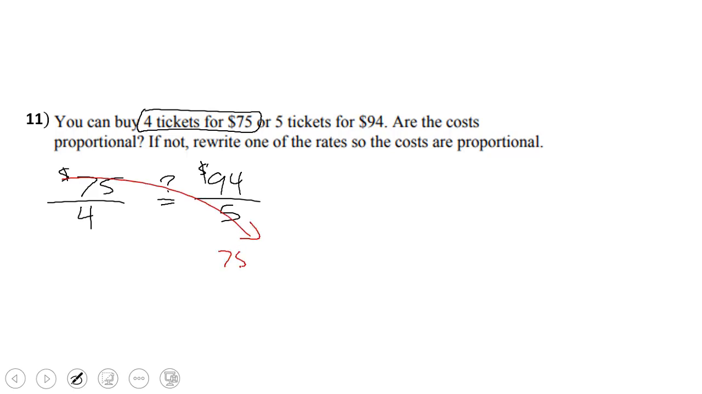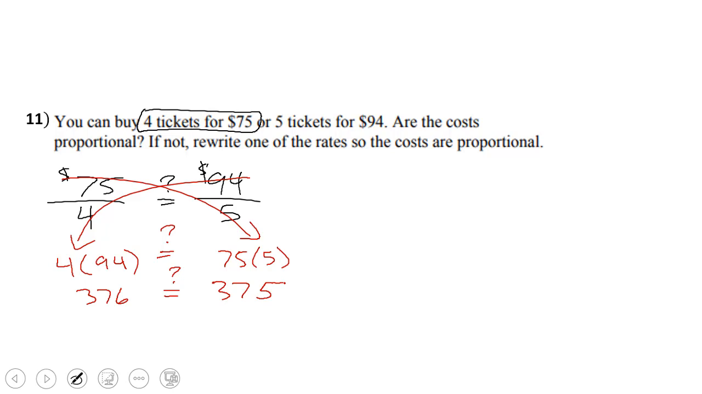Let's see. 75 times 5, is that equal to 4 times 94? And 4 times 94 is 376. Is that equal to 75 times 5, which is 375? So the answer to that is no. These are not proportional. So now when it says if not, we have to rewrite.